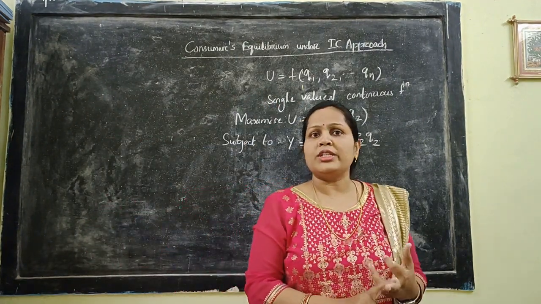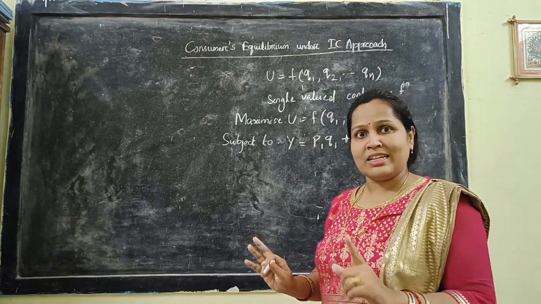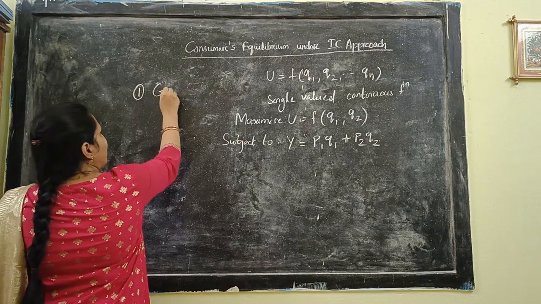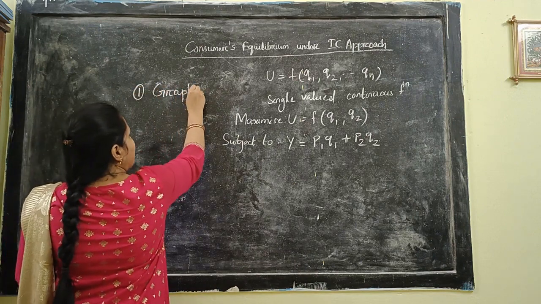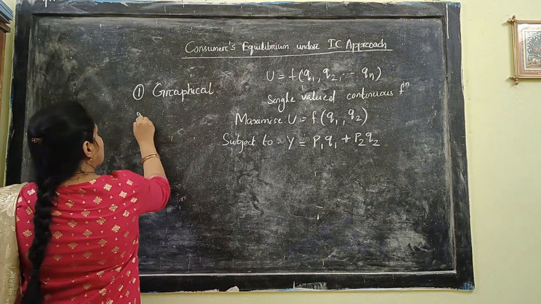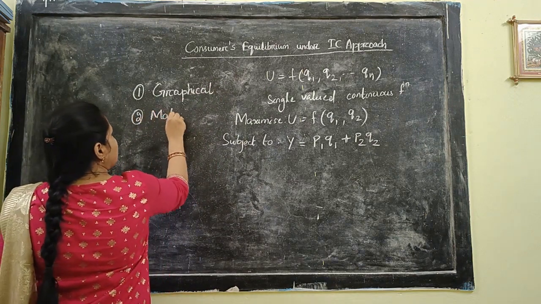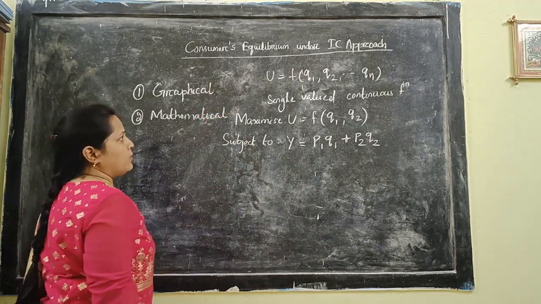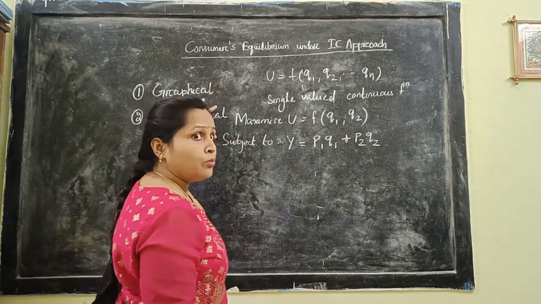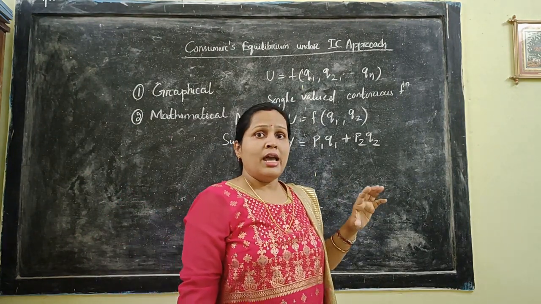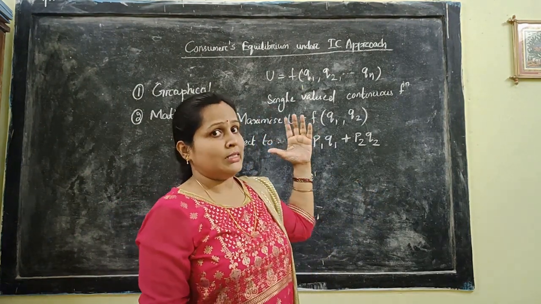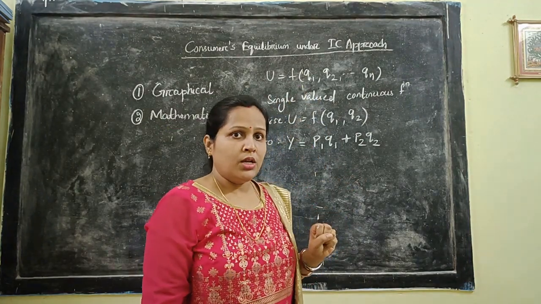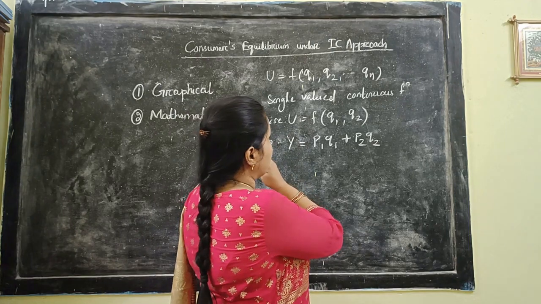There can be two types of solution in this regard. One is a graphical solution and the other one is a mathematical solution. Mathematically, how can we derive it? Here we will focus more on the mathematical derivation, and briefly I will talk about the graphical derivation of this consumer's equilibrium. So this is one part, consumer's equilibrium.